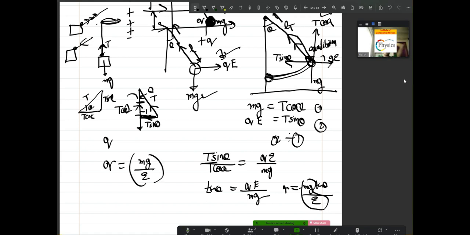As if you're learning board maths, right? We're not learning board maths here. We're learning physics. So got it.